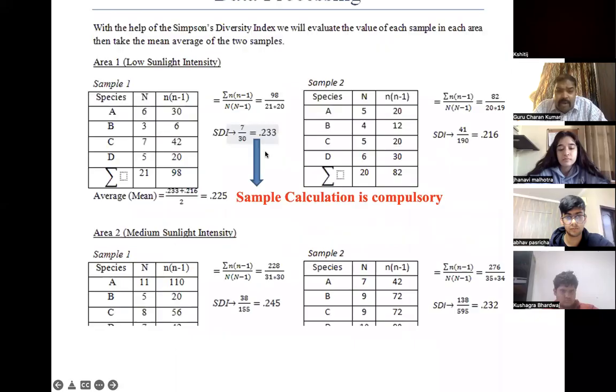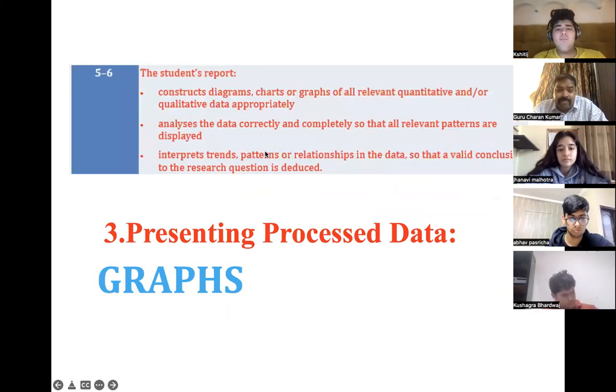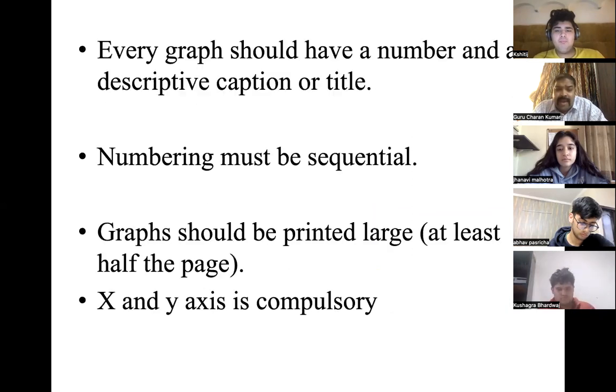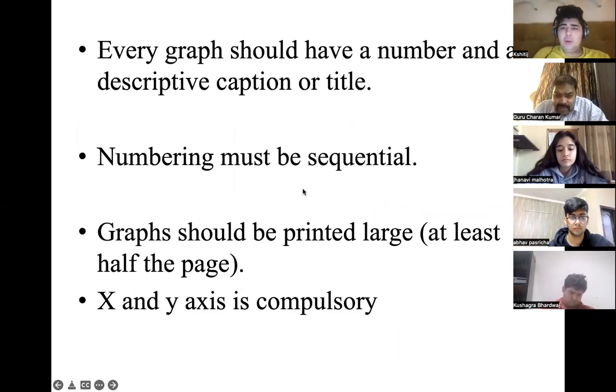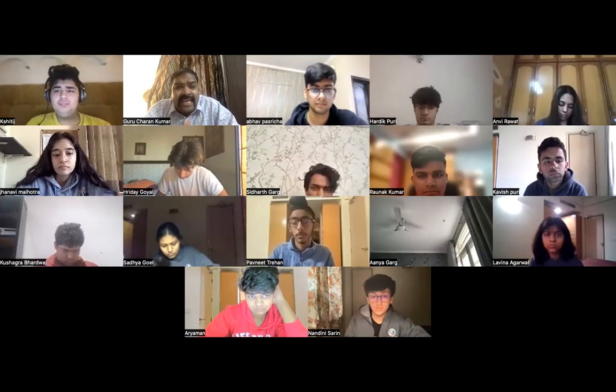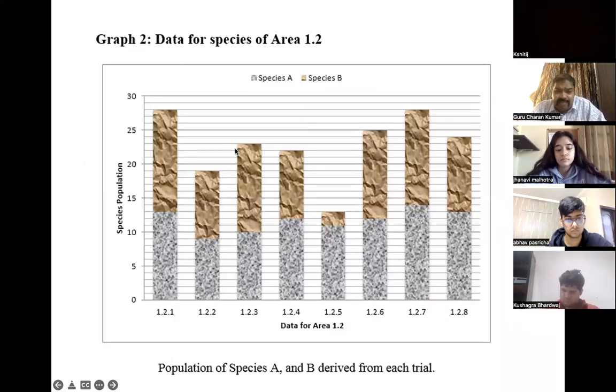Okay, children, the final processing of the data is called a graph. So graph plays a very important role. Graph shows the trends or patterns in the data. Children, please note, every graph should have a number. Every graph should be sequential. Every graph should have an X and Y axis. You can make any graph, but the best graph for the ESS IA is the bar graph. Bar graph is compulsory for the ESS IA.